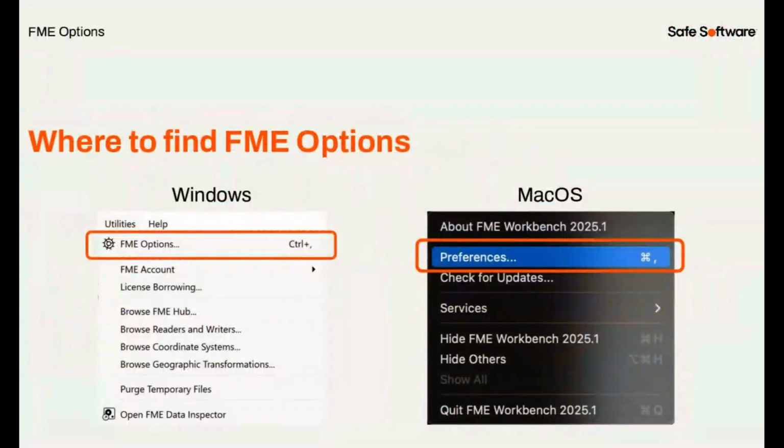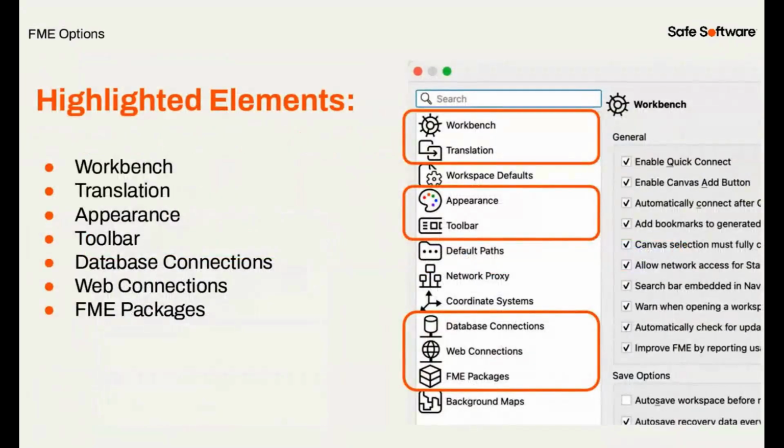But where can you find FME options? In Windows, you can go to Utilities and find it there. And Mac OS, it's in Preferences. So the elements that I'll highlight today are Workbench, Translation, Appearance, Toolbar, Database Connections, Web Connections, and FME Packages. And this is what the first window looks like.